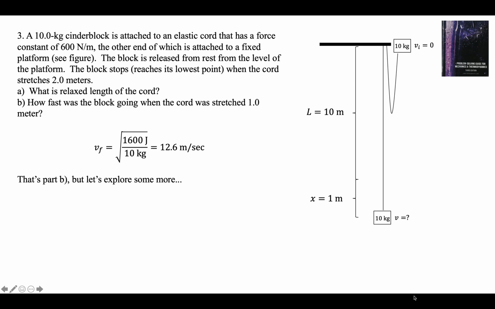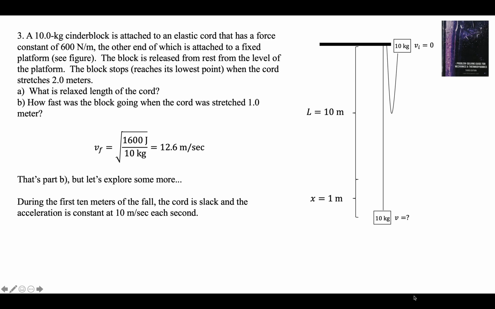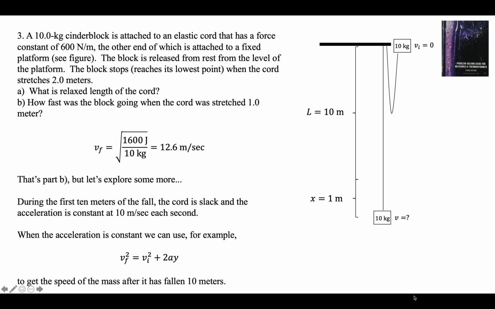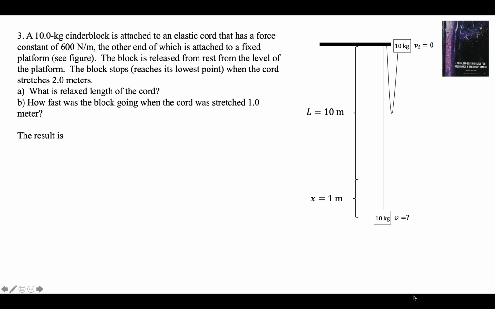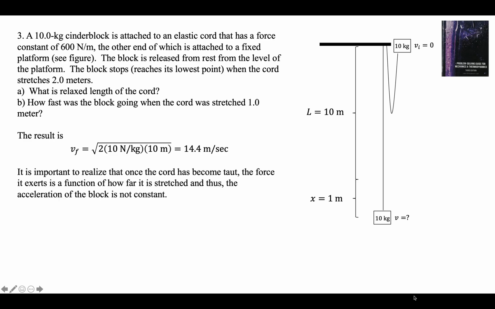But let's explore some more. During the first 10 meters of the fall, the cord is slack. The block is in free fall. It accelerates 10 meters per second each second. When the acceleration is constant, we can use this equation, V final squared equals V initial squared plus 2ay, to get the speed of the mass after it has fallen 10 meters, and the result is 14.4 meters per second.